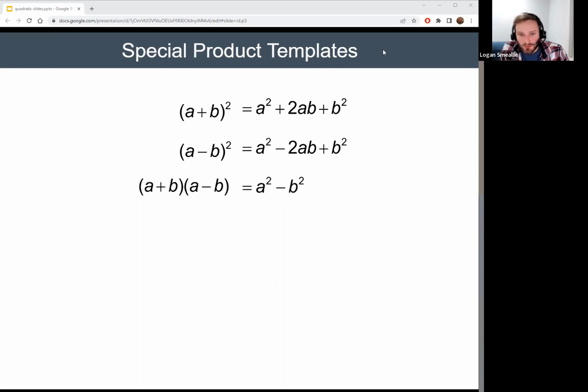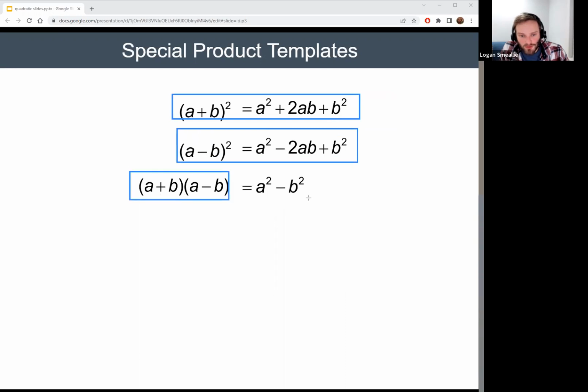Each of these is worth flashcarding. And what I would advise to put on your flashcard is an example of it with real numbers, because without the real numbers, it can get a little bit confusing.